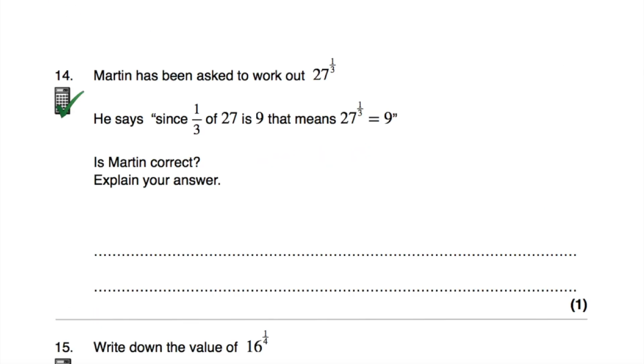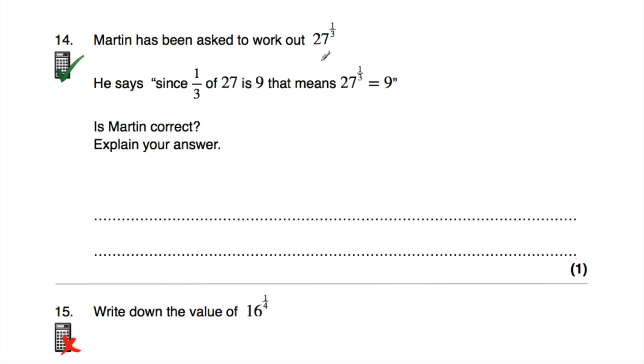So question number 14, it says that Martin has been asked to work out the value of 27 to the power of a third. And he says, since a third of 27 is equal to 9, that means that 27 to the power of a third is equal to 9. And we've been asked, is Martin correct?